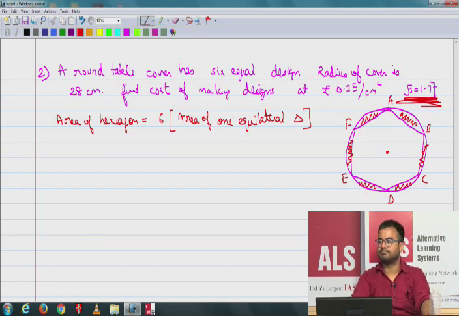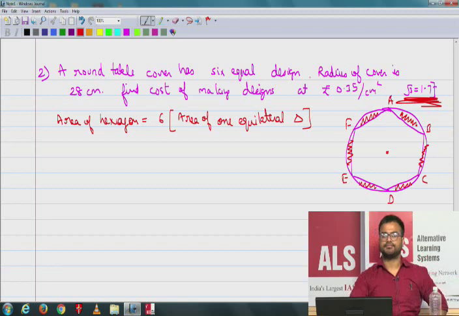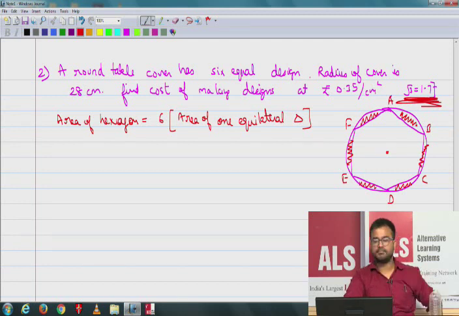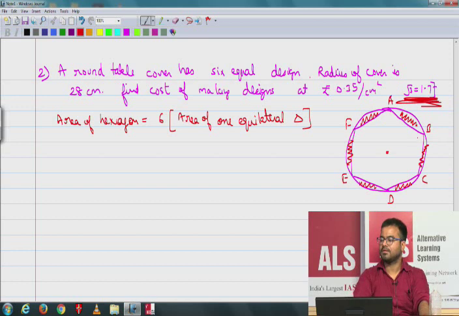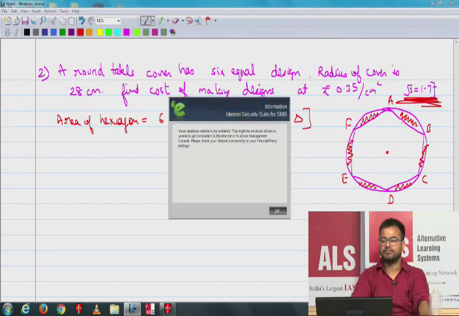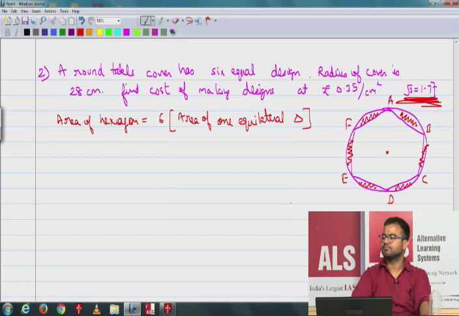No, that's not right. CC4, it's not right. 2.8, it's very small. No, CC4, that's not right.